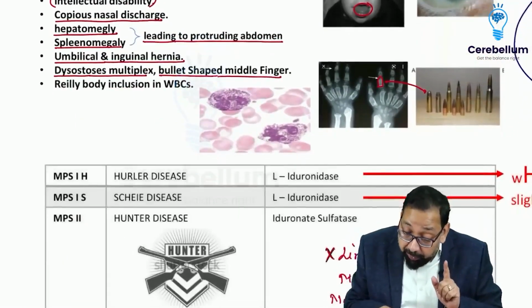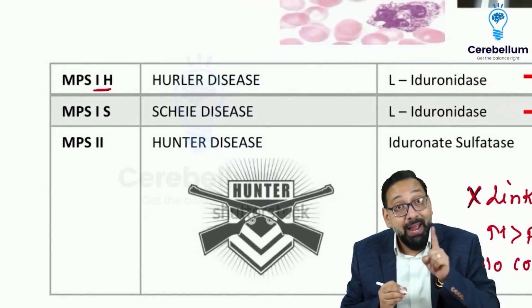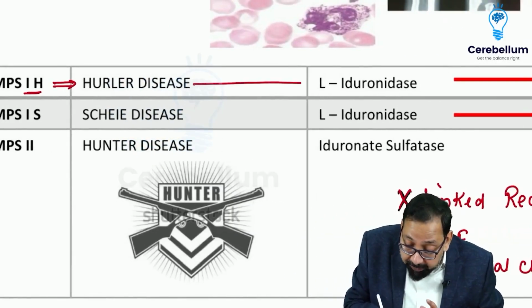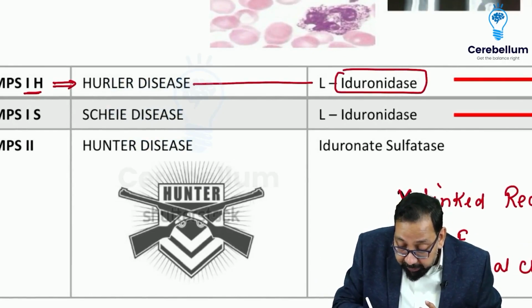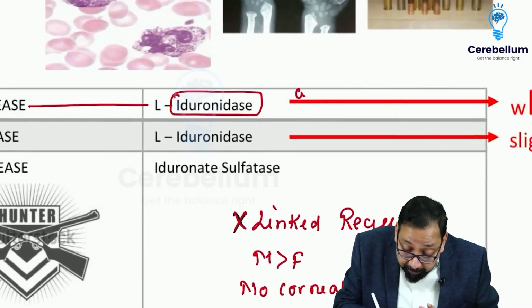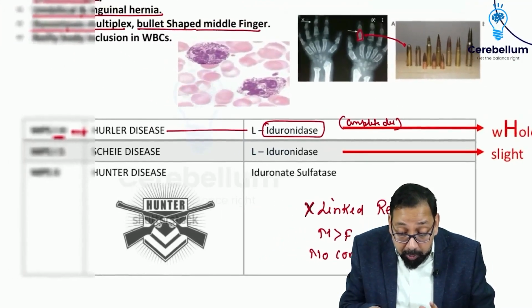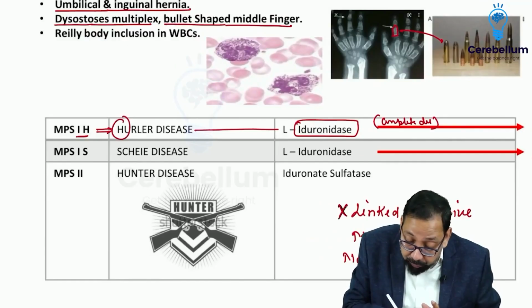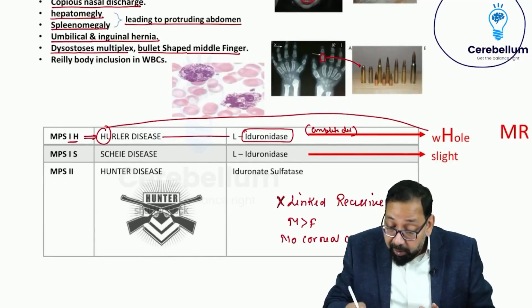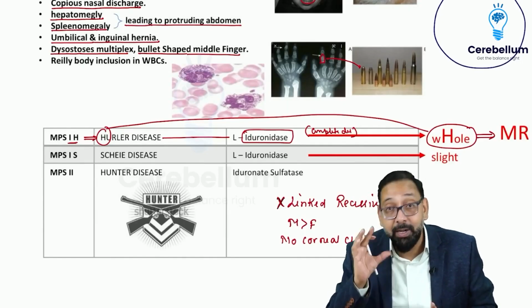Just like they will give, there is mucopolysaccharidosis type 1H. 1H is Hurler disease. In Hurler disease, iduronidase is deficient. If this enzyme is completely deficient, how do you remember? Hurler disease, H for Hole, complete deficiency of iduronidase. When there is complete deficiency, this leads to other symptoms including mental retardation.